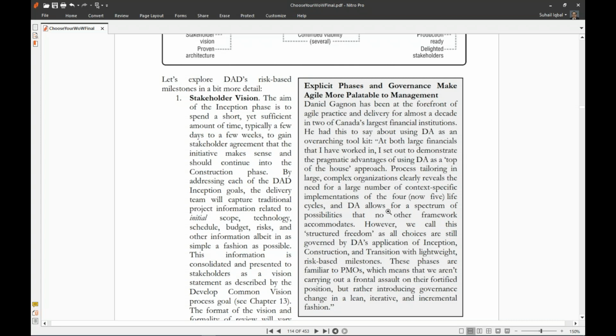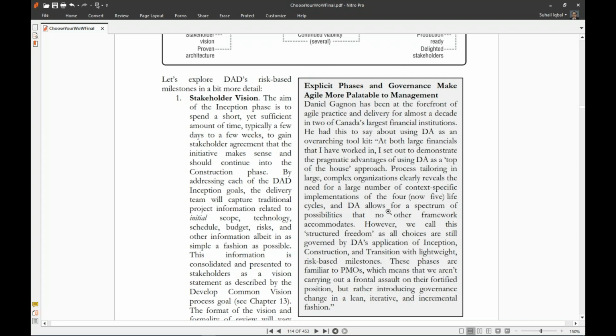Process tailoring in large, complex organizations clearly reveals the need for a large number of context-specific implementations of the two, now five, life cycles, and DA allows for a spectrum of possibilities that no other framework accommodates. However, we call this structured freedom, as all choices are still governed by DA's application of inception, construction, and transition with lightweight, risk-based milestones. These phases are familiar to the PMO, which means that we aren't carrying out a frontal assault on their forfeited position, but rather introducing governance change in a lean, iterative, and incremental fashion.